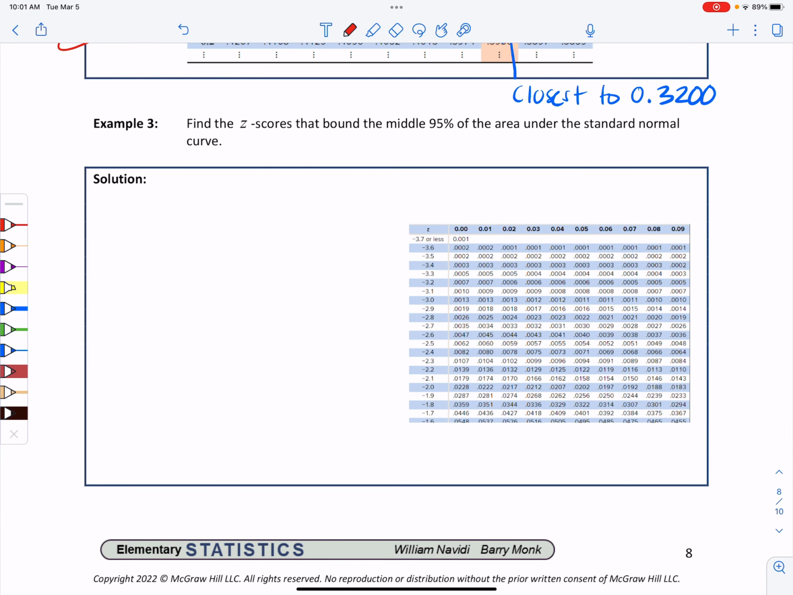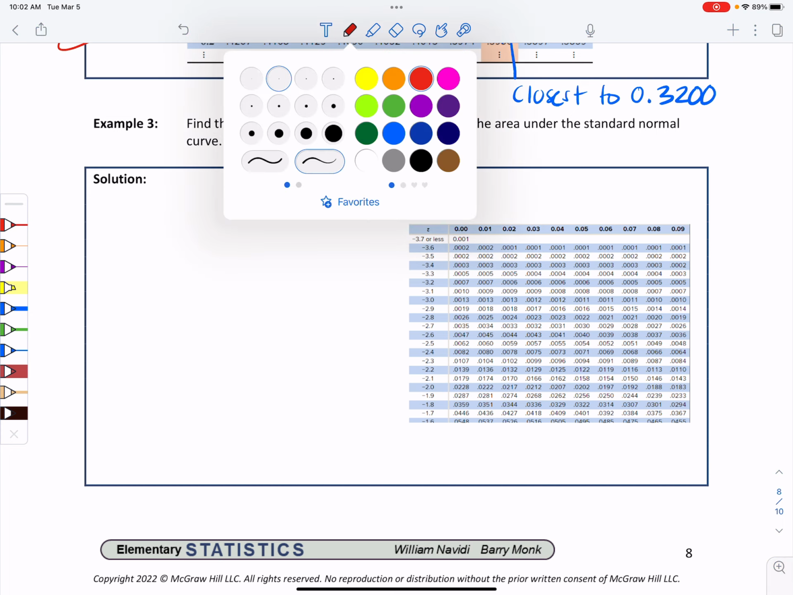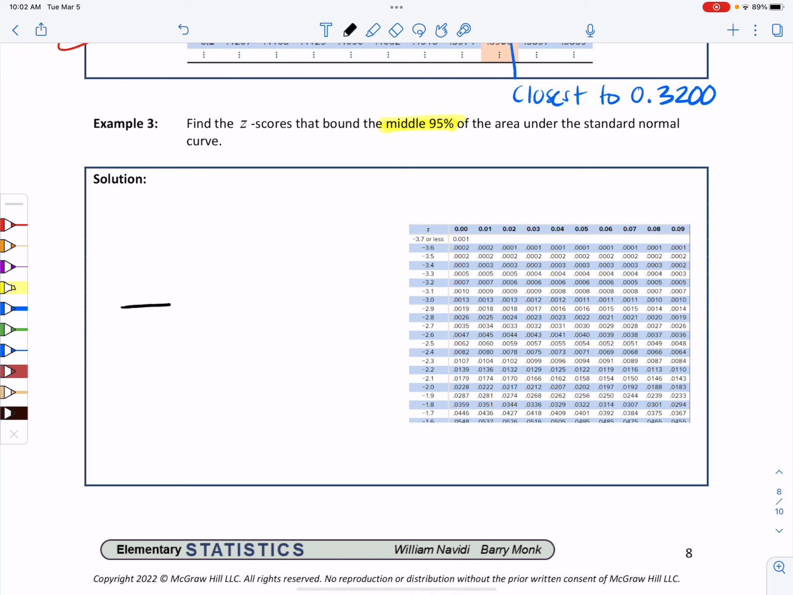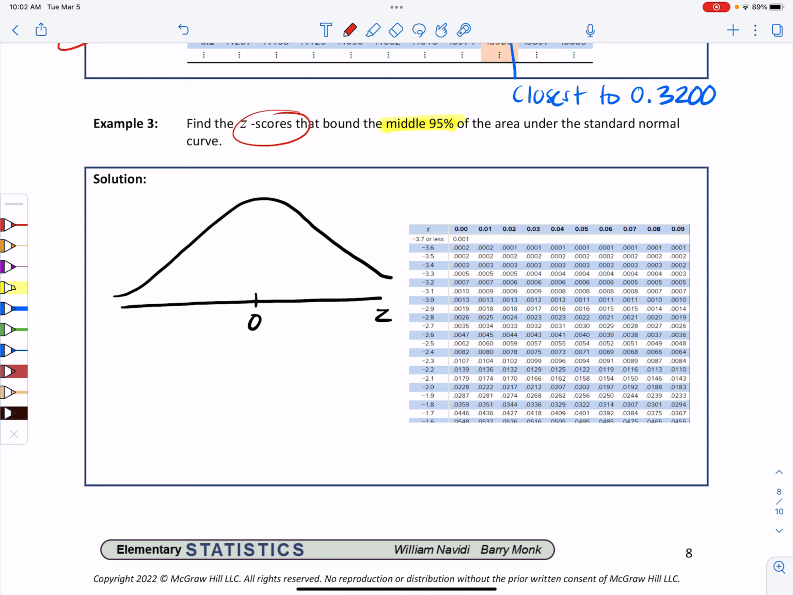All right, last thing we're going to look at here in terms of finding z-scores is what do we do when we're given an area in between? And this is commonly written as a middle percentage. So again, what this would look like in terms of a sketch, notice here it says find the z-scores. And when you're given an area in between or a middle percentage, you're always going to have one that's negative and you're going to have one that's positive.